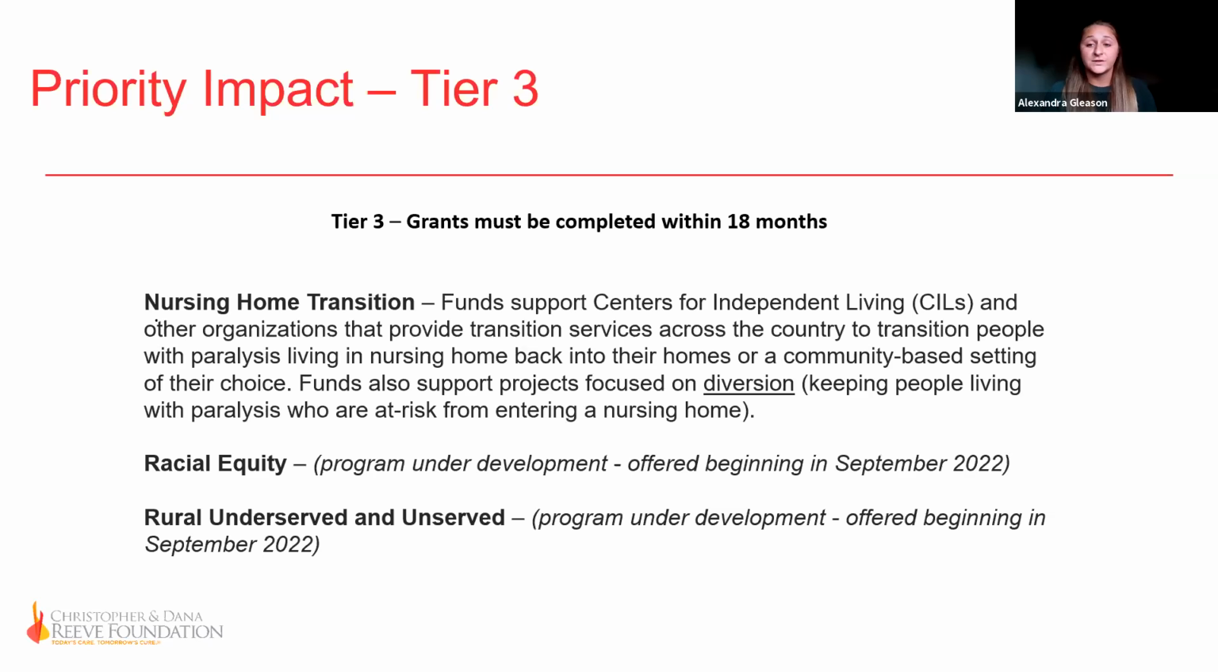Tier 3 currently offers nursing home transition only. However, we are very excited to offer 2 new grant programs next fall in 2022, which will target racial equity and rural and underserved communities. The nursing home transition funds support centers for independent living and other organizations that provide transition or diversion services. And diversion, again, for those who may not be fully versed, is keeping people living with paralysis who are at risk of entering a nursing home from entering the nursing home.